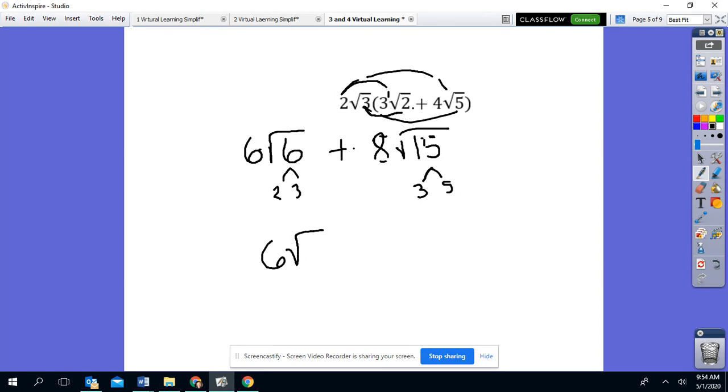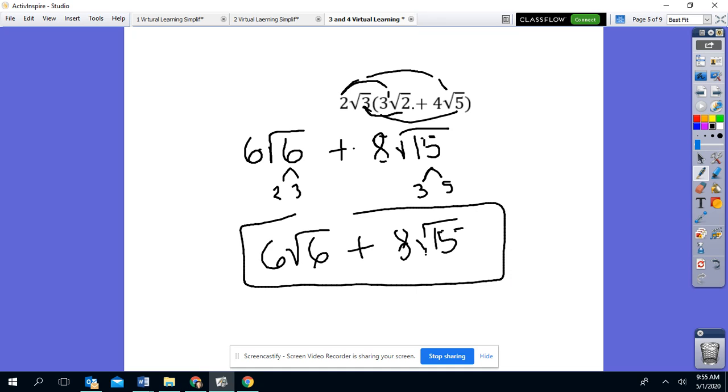So my final answer is actually what we got. We got 6 times the square root of 6, and then 8 times the square root of 15. That is my final answer when I distribute that. You cannot combine that anymore. We're going to learn next week about how to add radicals. And this is one that cannot be added because they don't have like radical signs. We'll talk about that next week.